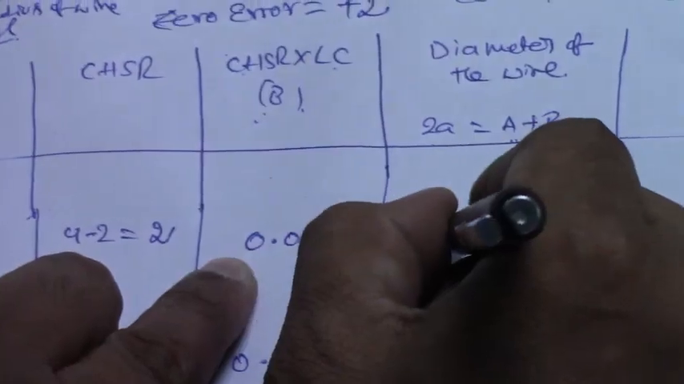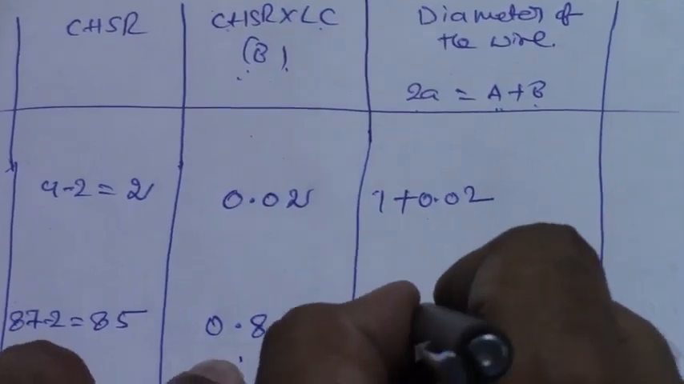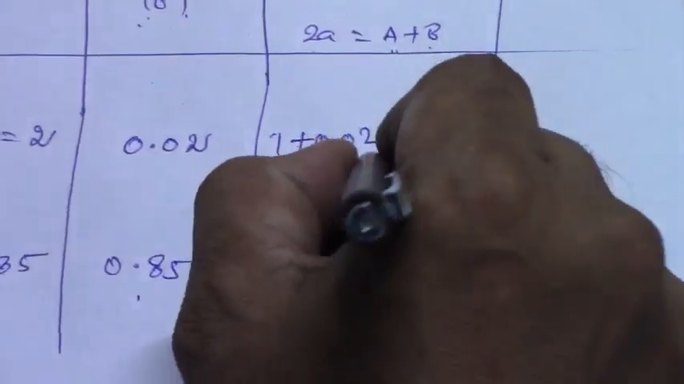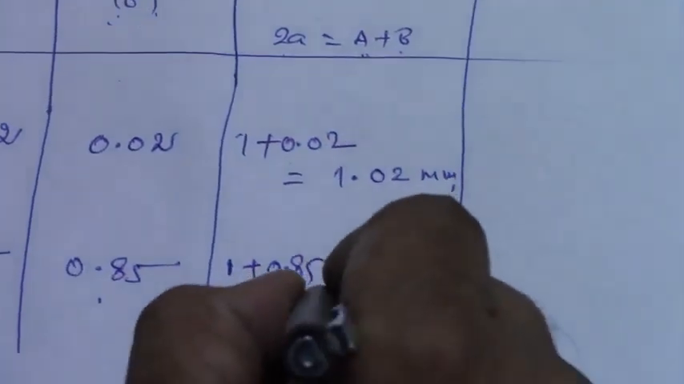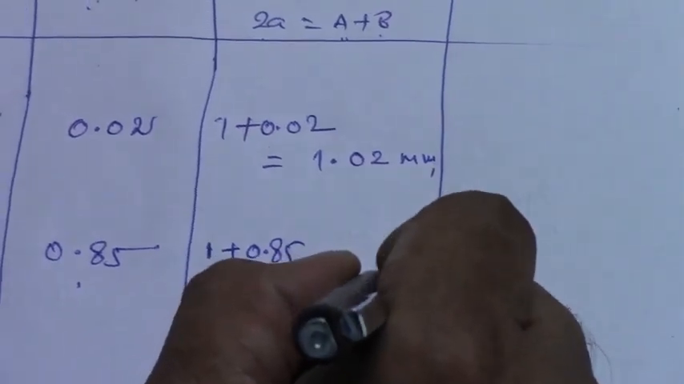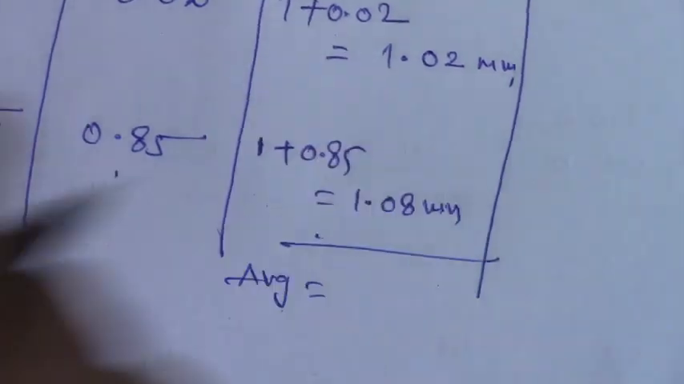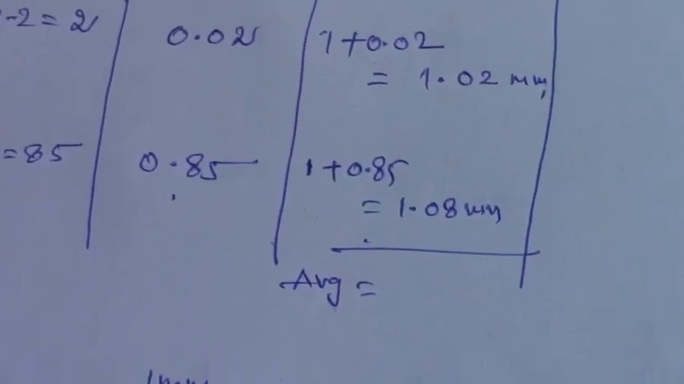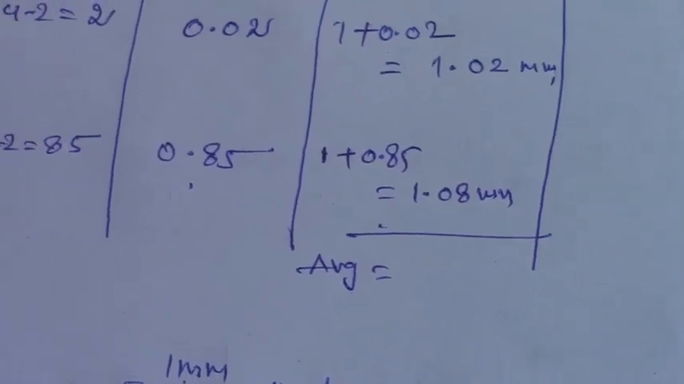So finally the diameter of the wire is A plus B. Here A is 1, B is 0.02. Here A is 1, B is 0.85. So 1 plus 0.02, obviously 1.02 in mm. This is 1.085 in mm. Let us take the average. So the average becomes 1.02 plus 1.08 divided by 2.